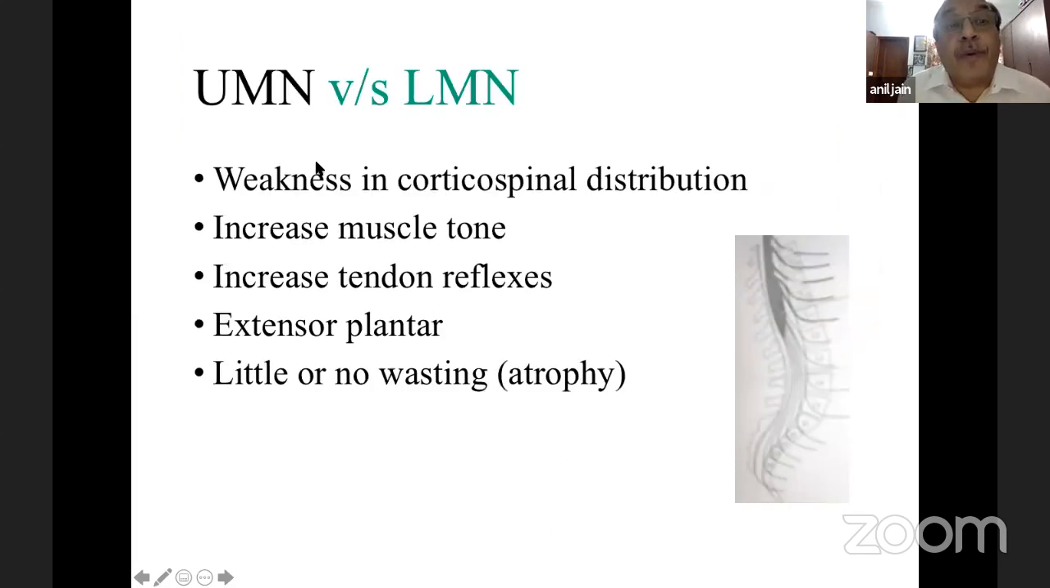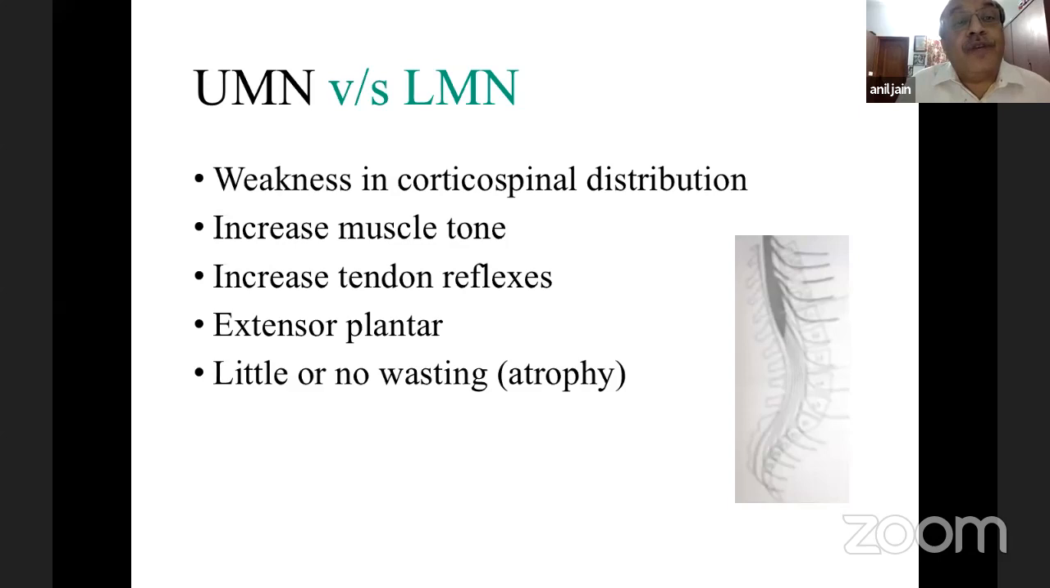Now coming to upper motor neuron involvement, where the vertebral spinal cord is affected. Here there is weakness in corticospinal distribution, increased muscle tone, increased tendon reflexes. So you will get increased jerks, you will get clonus, extensor plantar, and little or no wasting, because it is spastic. So there won't be any wasting. So this is what an upper motor neuron lesion is. So you differentiate upper motor neuron from lower motor neuron.